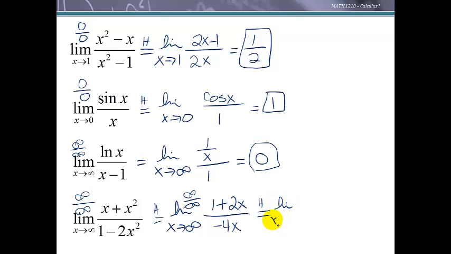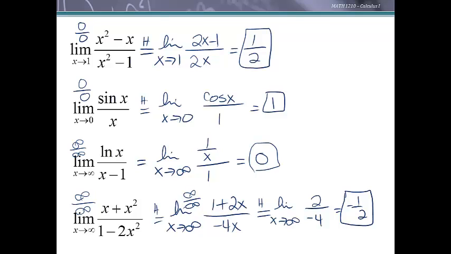Well, if it's indeterminate, then L'Hopital's rule will apply, so we could apply the rule again. We could actually apply it as many times as we needed to, as long as we get an indeterminate form in the next step. So the derivative of the numerator is 2. The derivative of the denominator is negative 4. And we have the limit like we had gotten before a different way. So there we go.